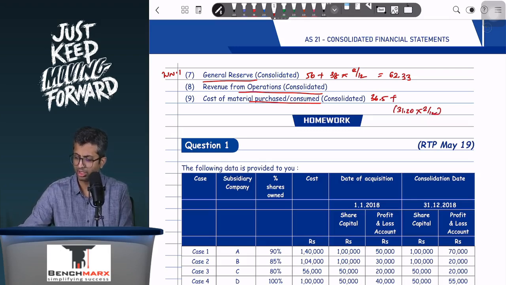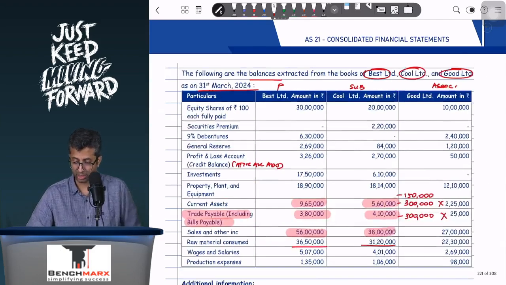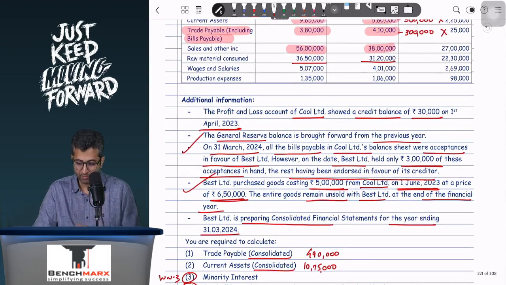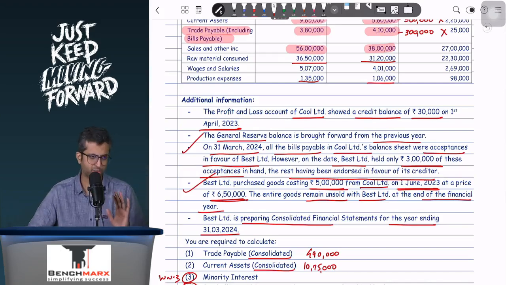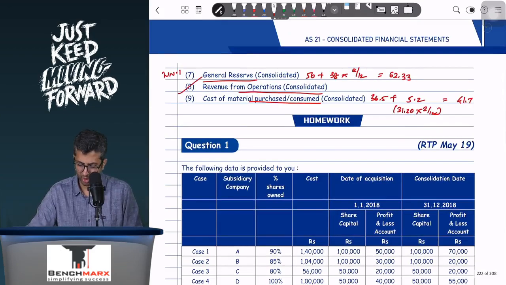31.2 into 2 by 12 comes to I think 5.2, and hence even over here there will be no elimination. So this will be 41.7. Now ideally I can also separately add production expenses if I want to. I believe the Institute over here has not done that. Having said that, if you want to add, you can also show it like you did in earlier problems. Are we clear with this? Okay. So this is point 8 and 9 done.